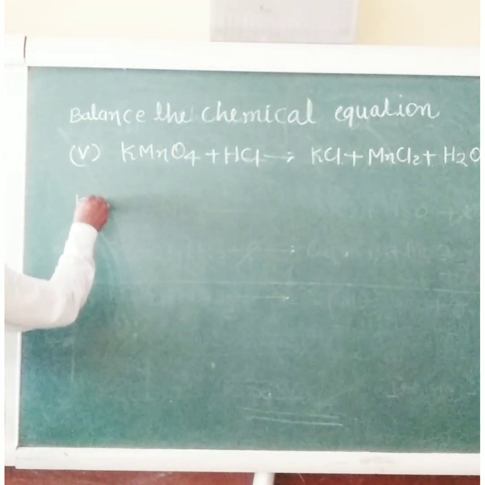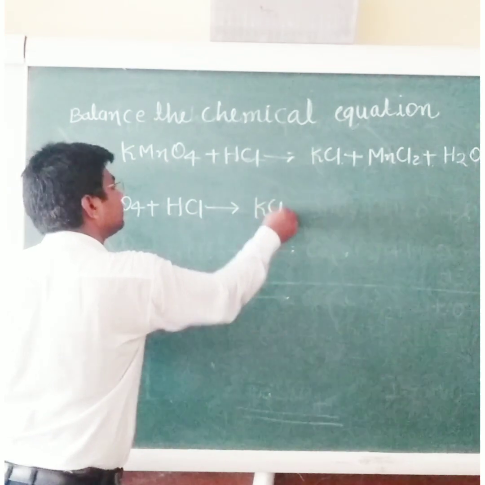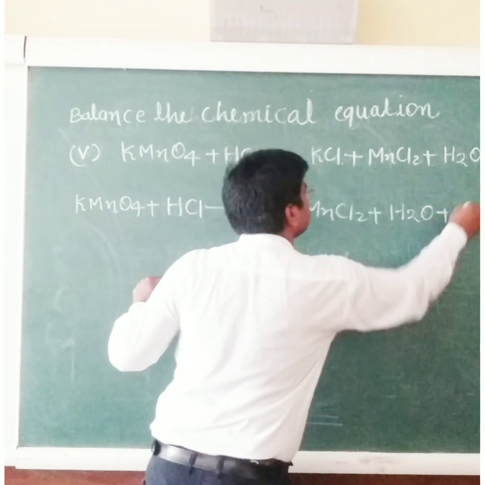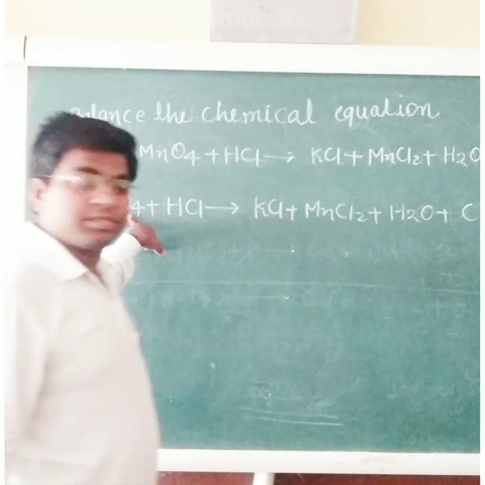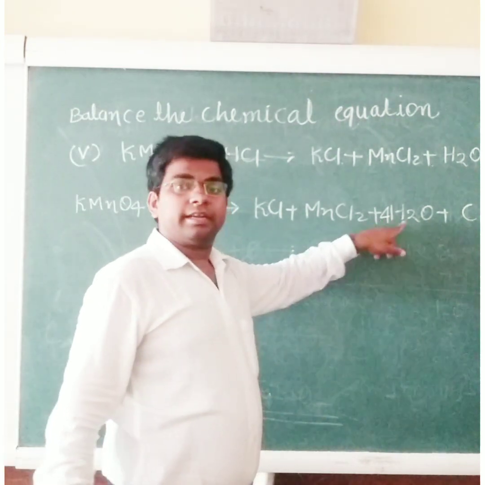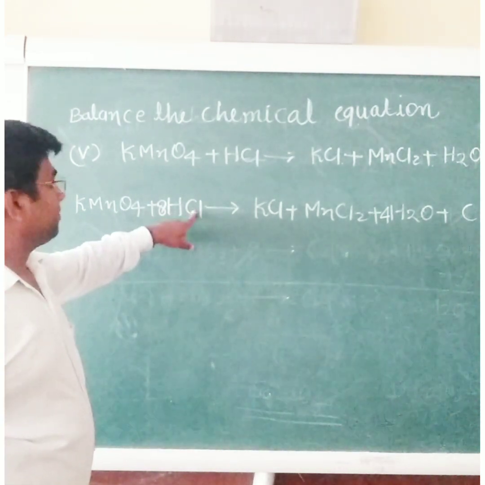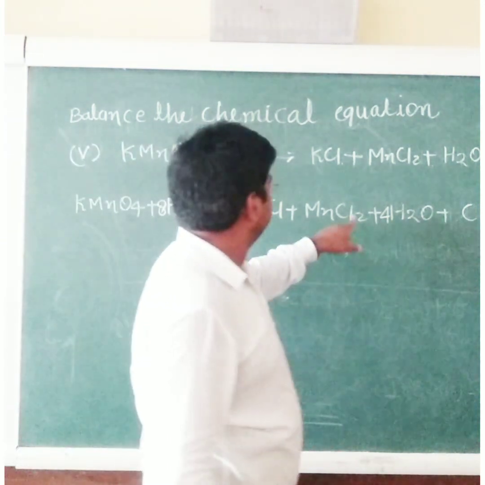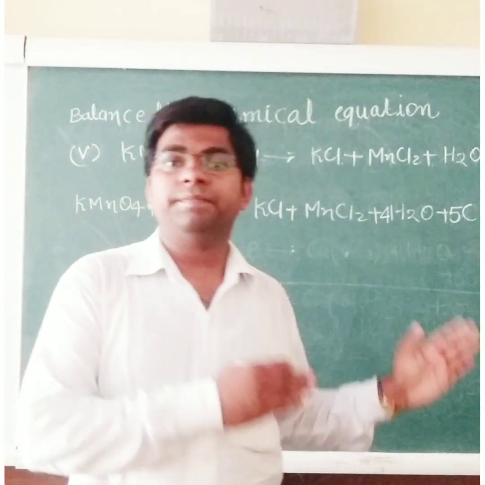Then KMnO4 plus the Cl, KCl, MnCl2 plus H2O plus Cl. Now we balance these elements. How many oxygen are there? There are 4 oxygen and there are 2 oxygen to multiply by 4. There are 8 HCl, so 8 hydrogen, and 1 hydrogen multiplied by 8. How many chlorines? There are 8 chlorines. So every element is balanced in the equation.